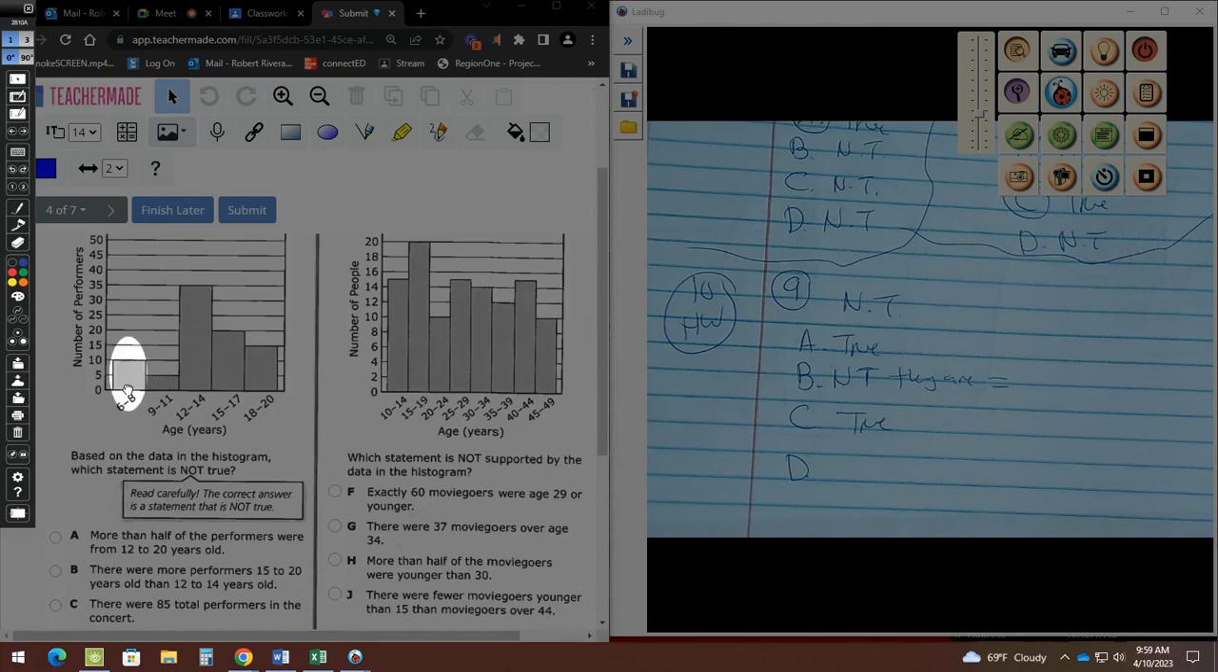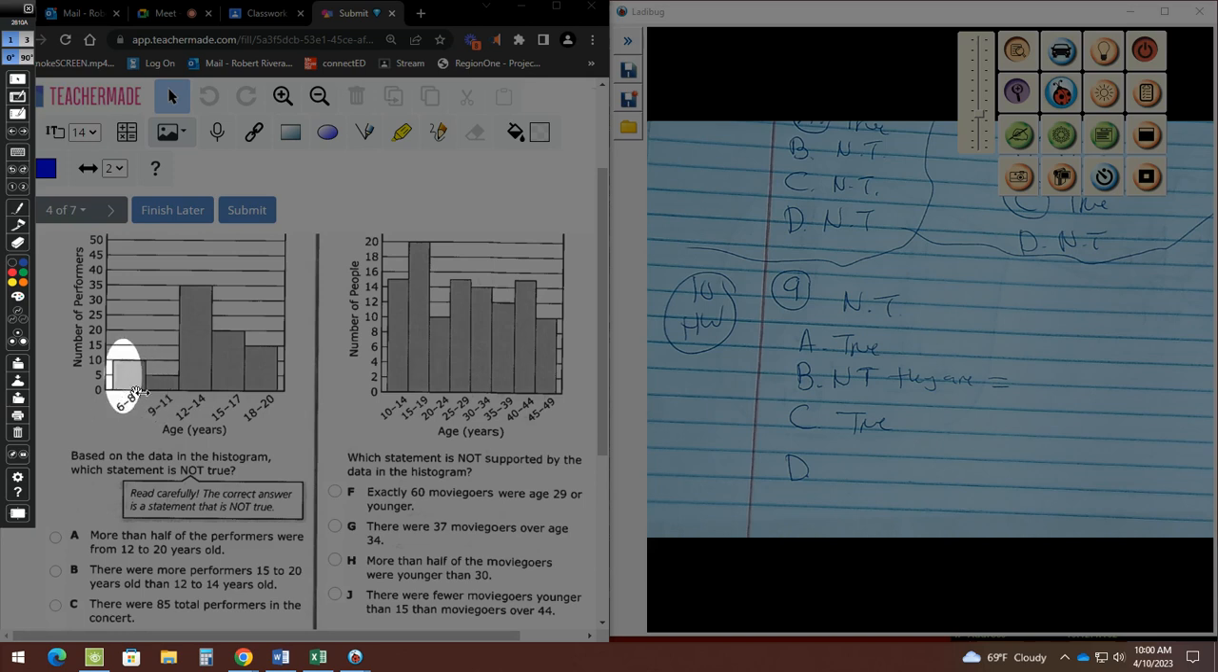Do I need this bar? Yes, because they said less than 15. I mean less than 10, 12. Do I need this guy? Yes. Do I need this one? No, because this is between 12 and 14. So these two is what I need.